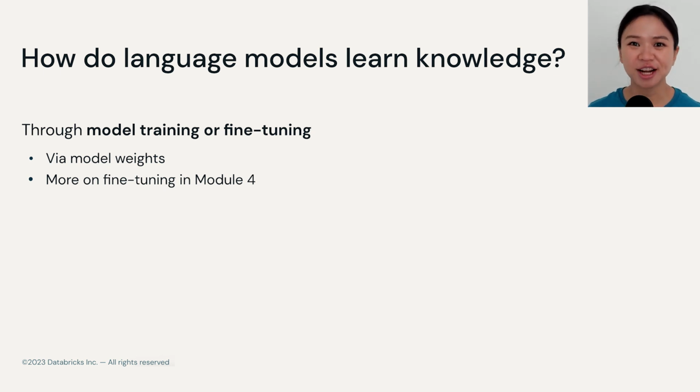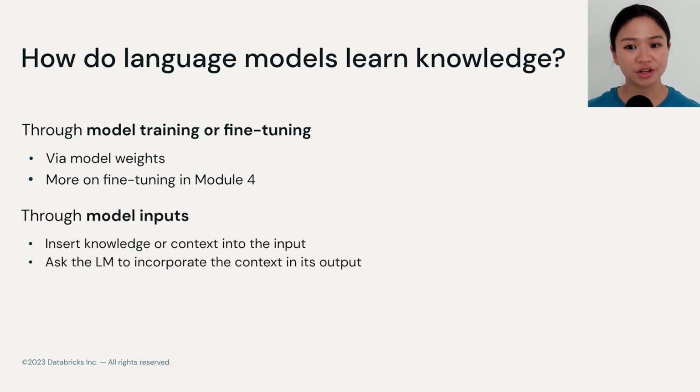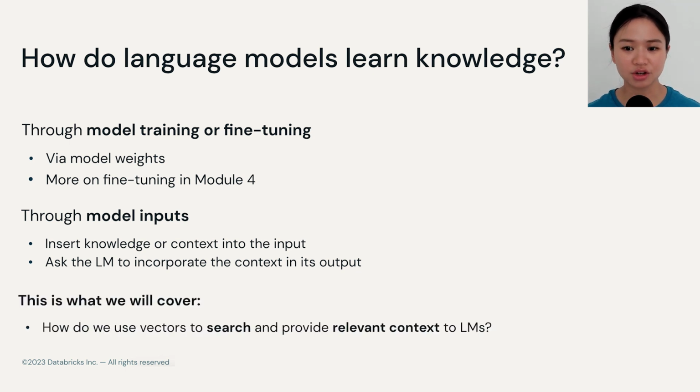The second way, which is relatively new and is very tightly connected to prompt engineering, is to pass knowledge as model inputs. I will use knowledge and context interchangeably throughout this module, so just know that knowledge and context here really means the same thing. And we are going to ask the language model to incorporate the context in the input by passing in the context in the prompts. So in this module, we'll cover how do we actually find this relevant knowledge to begin with, and how do we actually incorporate embedding vectors and vector databases in question answering systems.